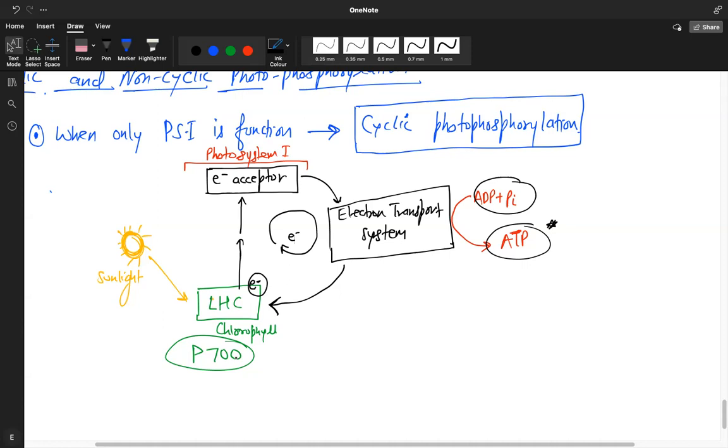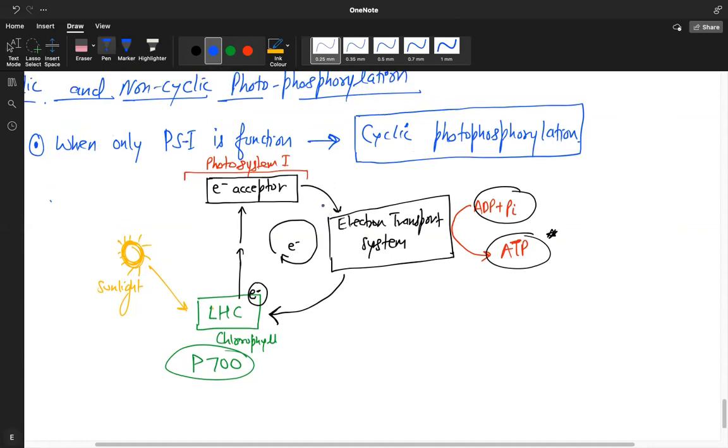Do you understand, people? Yes, sir. That's why it's called cyclic photophosphorylation, because in the presence of photo, we are making ATP, which is called phosphorylation. So photophosphorylation, and the electron is cyclic, so it's called cyclic photophosphorylation, and it only happens when only PS1 is functional in a plant.